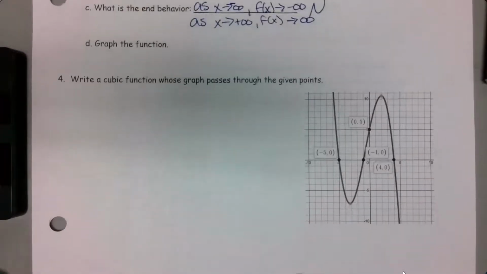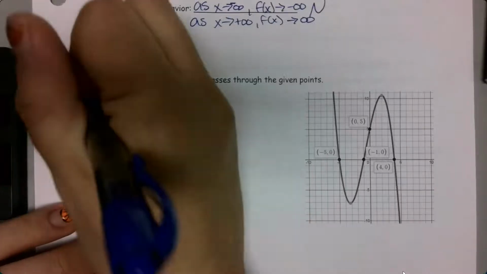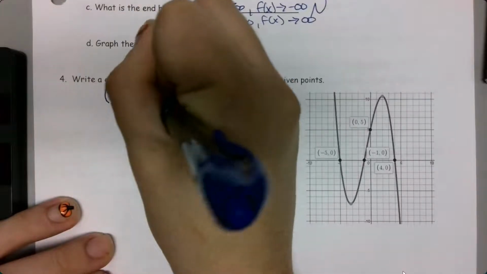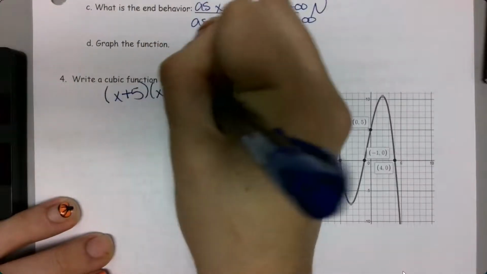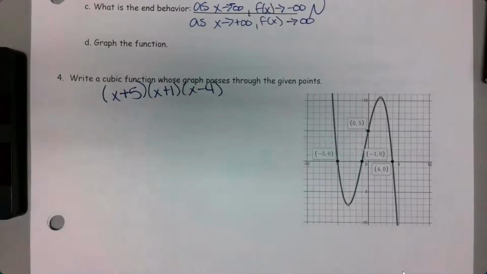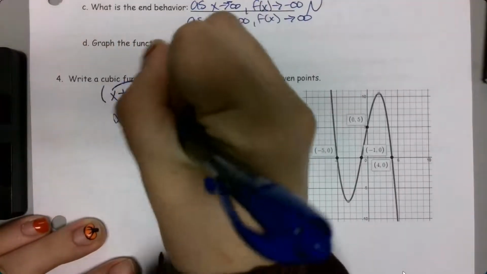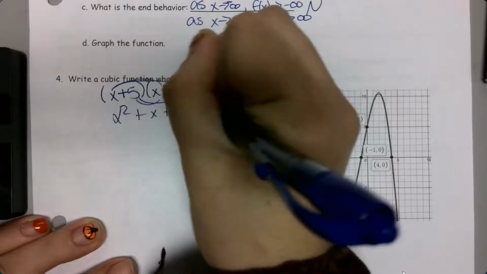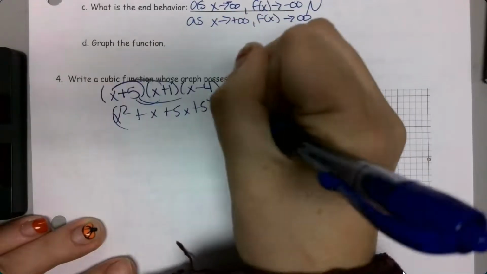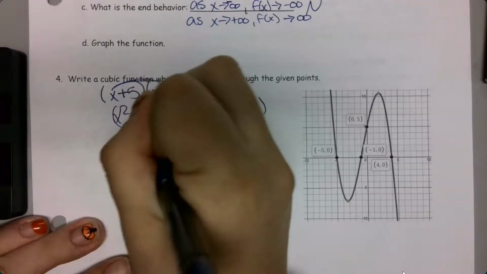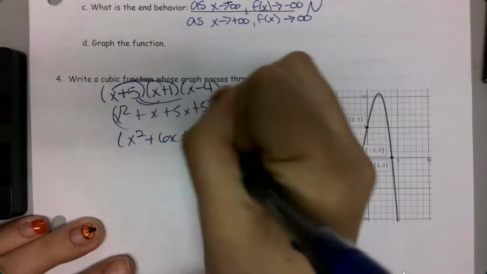Number 4 wants me to write a cubic function that passes through the given points. I'm going to start off with all of my zeros, and I'm going to do the opposite sign in parentheses. Then I am going to multiply this out. So it's going to give me x squared plus x plus 5x plus 5, and then I still have this other term I need to multiply. I'm going to combine like terms. It's going to give me x squared plus 6x plus 5 times x minus 4.